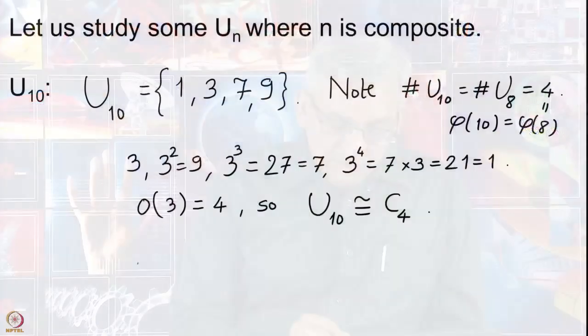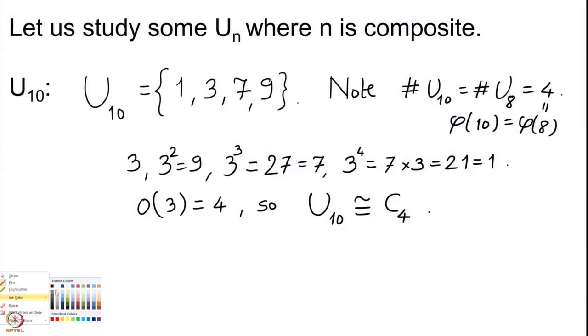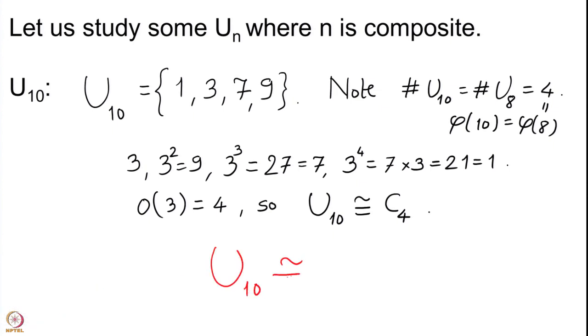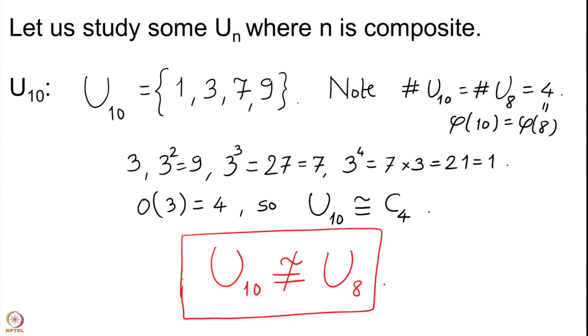And as a small corollary we get that U10 is not isomorphic to the group U8. This is why we are looking at the group structure on these sets. If you were looking at only the orders of these sets, then we would have that U10 and U8 have the same number of elements. However, as groups these two are distinct.